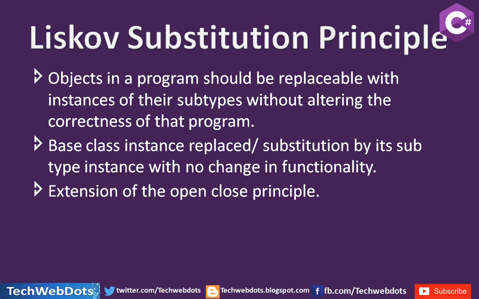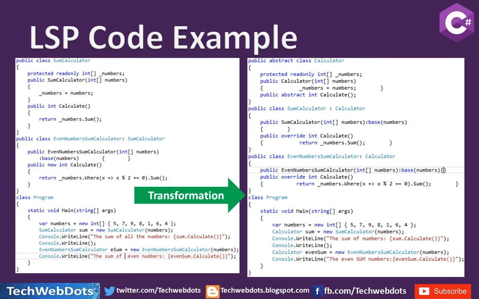Next is the Liskov substitution principle. What this principle says is that objects in a program should be replaceable with instances of their subtypes without altering the correctness of that program. If this is not clear at this moment, don't worry, I will give you an example. A base class instance can be replaced by its subtype instance with no change in functionality, and it is an extension of the open close principle. Let's have a look at the practical.